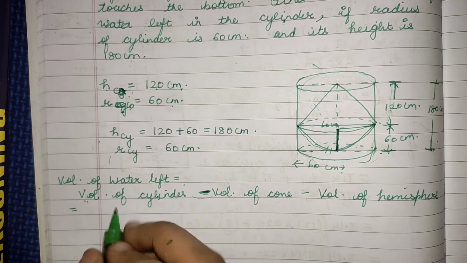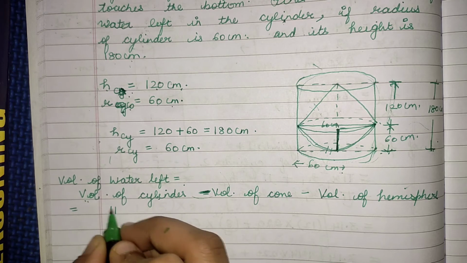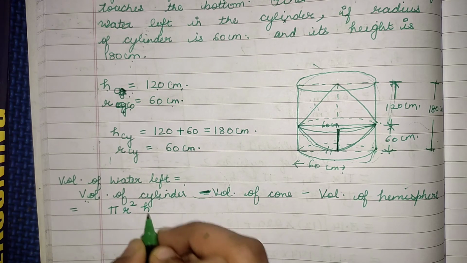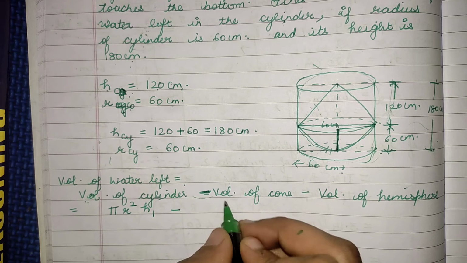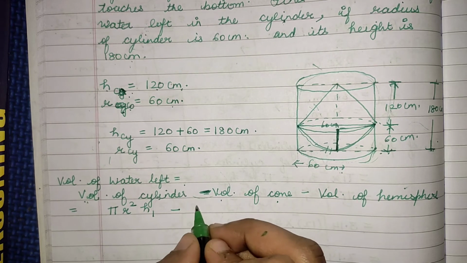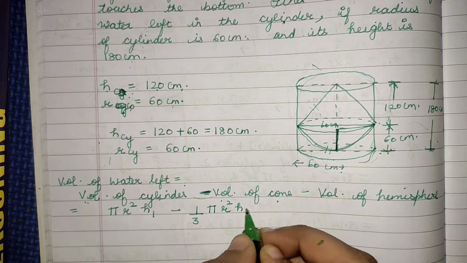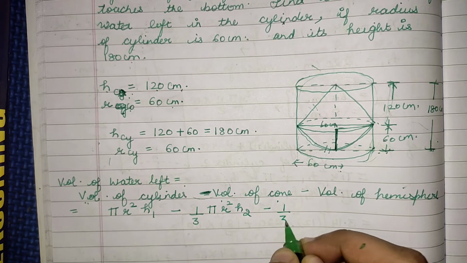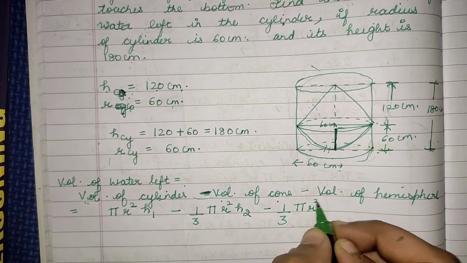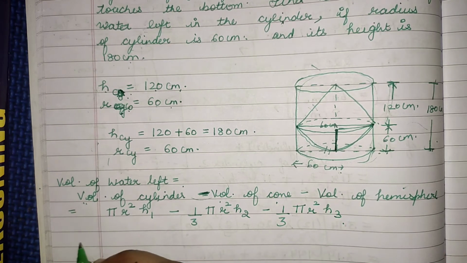So now put the formulas only and you will get your answer. Volume of the cylinder is what? This is pi r square h minus volume of the cone is what? Volume of the cone is 1 by 3 pi r square h minus volume of the hemisphere is what? 1 by 3 pi r square h3.